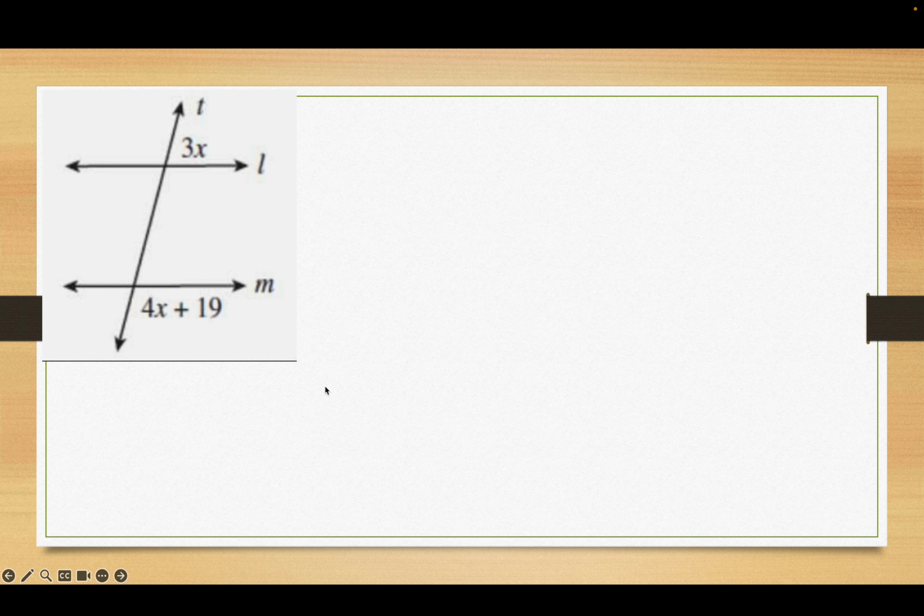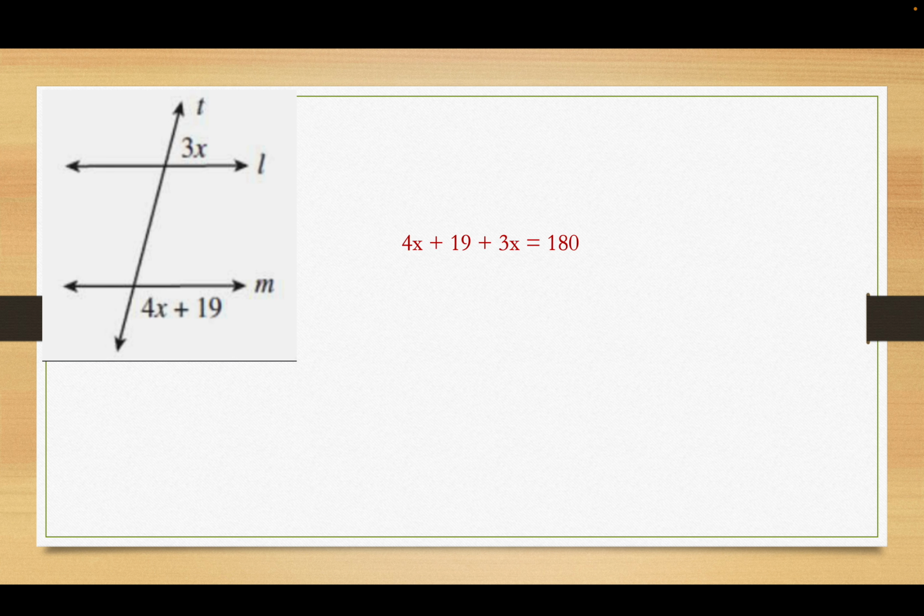As always, the first thing you do is determine if you think they're equal or if you think they're supplementary, and then set up your equation and solve. Really breaks down to, is it a same side or opposite side situation? Okay, so looking at these, one is acute and one is obtuse. That makes them add up to 180 degrees.